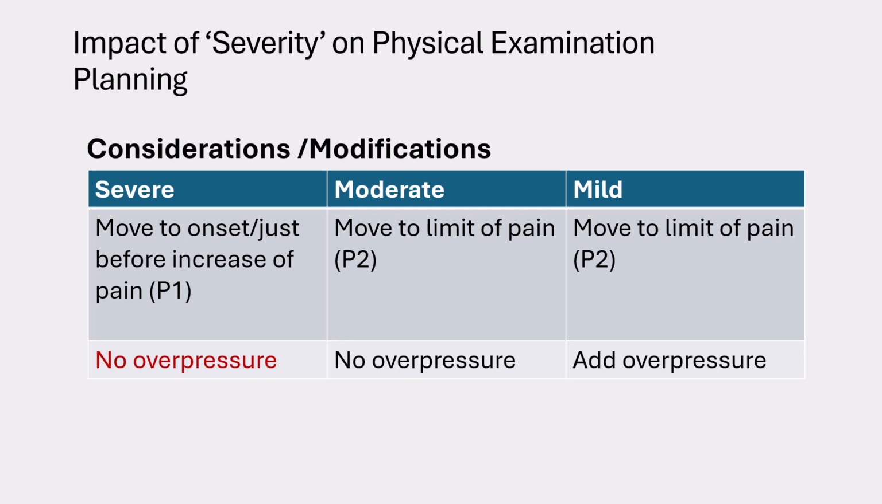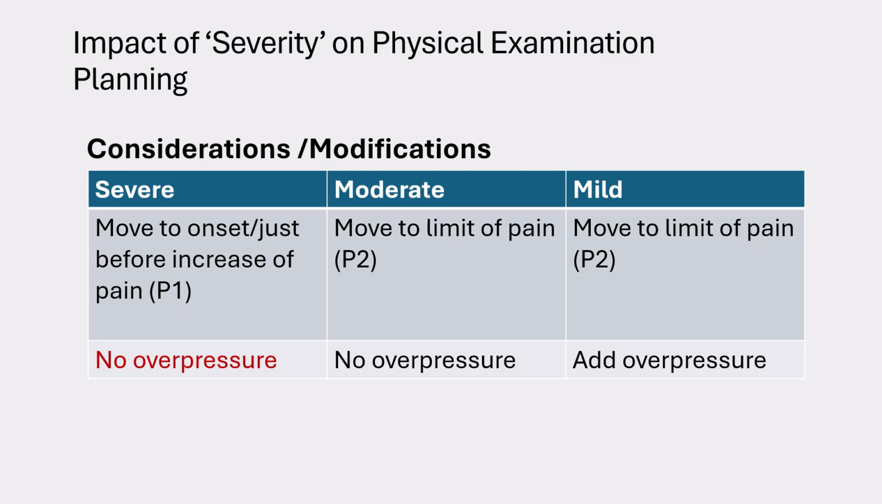The severity of the condition is a crucial consideration on how we'll plan to modify our examination in order to avoid aggravating the patient's symptoms unnecessarily. If a patient's condition is considered mildly severe, we can move the joint to the limit of pain, that is P2. We can also add overpressure at the joint end range to get a sense of what the end feel is like. If the patient's condition is moderately severe, we can still move the joint to the limit of pain, that is P2. However, we would not perform overpressure as this will likely aggravate the patient's symptoms much quicker.